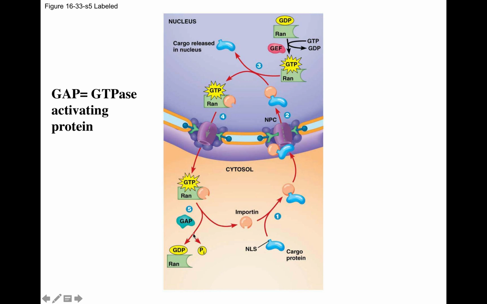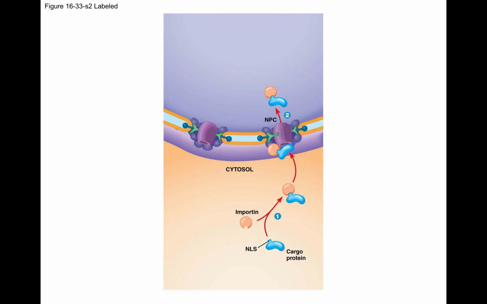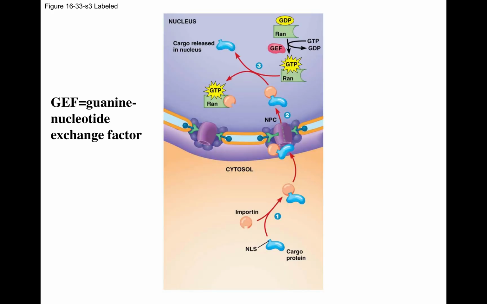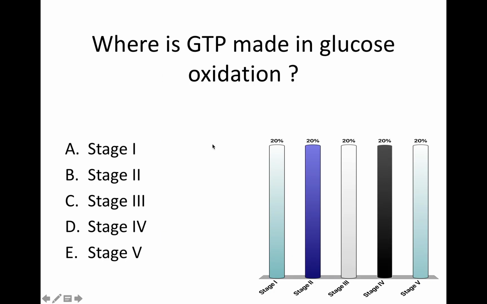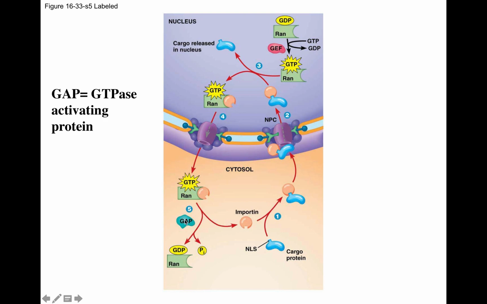and releases importin. Okay, so I said before that GEF splits the GTP. That's not technically true. GEF is just switching out GTP for GDP, whereas GAP, this guy here, is actually splitting the GTP. So to go over this again, you're bigger than 30,000 Daltons, and you want to get into the nucleus.